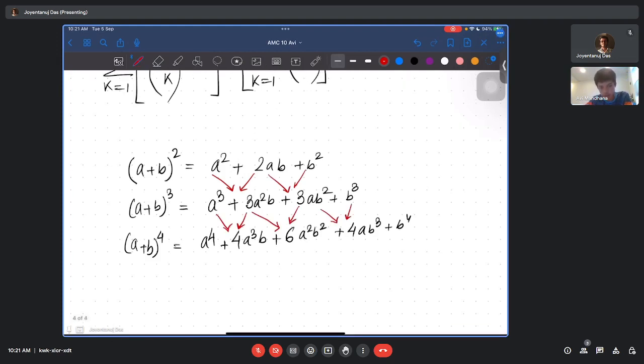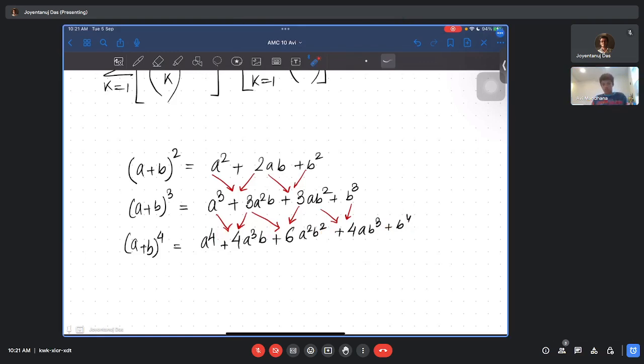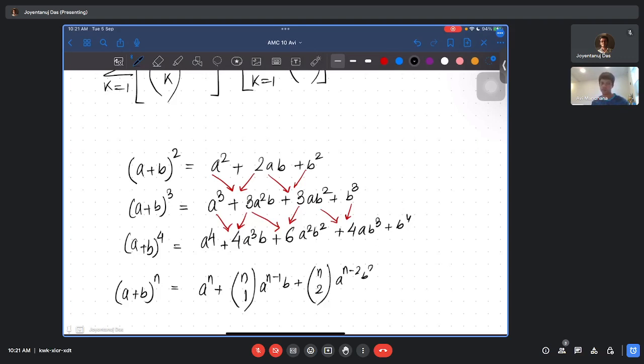One observation is that the power of a is slowly decreasing: 4, 3, 2, 1, 0, and the power of b is increasing: 0, 1, 2, 3, 4. So in general, a plus b whole power n is a power n plus n choose 1, a power n minus 1 b, and so on, up to n choose n b power n. That is the general expansion.